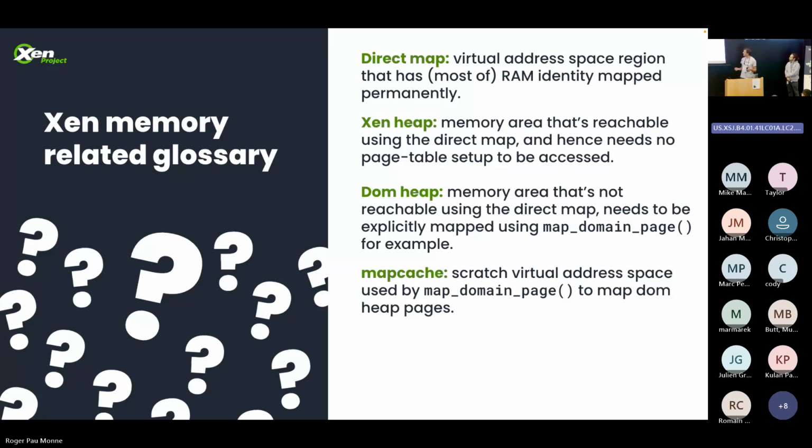On the other hand, the DOM heap is different. DOM heap is not guaranteed to be permanently mapped, so you can allocate from the DOM heap, but when you need to access memory allocated from the DOM heap, you need to use a specific helper to access it, which is called map_domain_page. That helper will create the mappings if needed so that you can access that memory region. That's the main difference between Xen heap and DOM heap. And finally, the map cache is a scratch virtual address space that we use to create mappings as required by map_domain_page so that you can map DOM heap pages on demand.